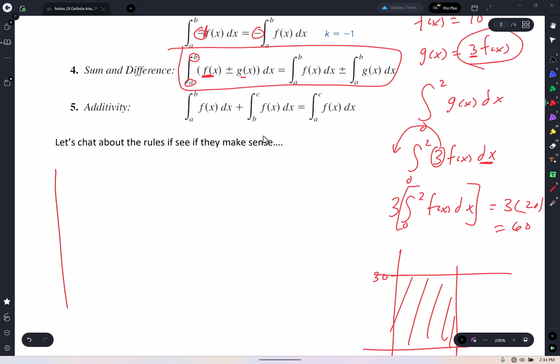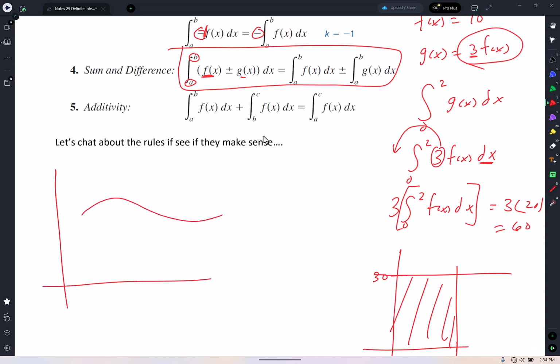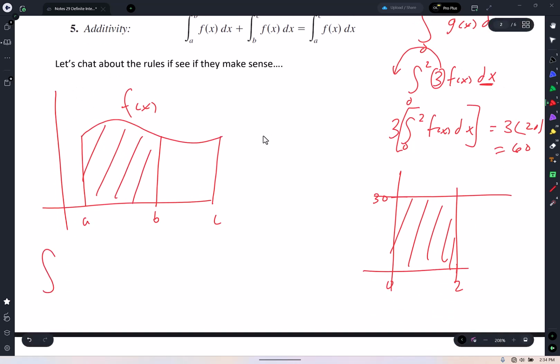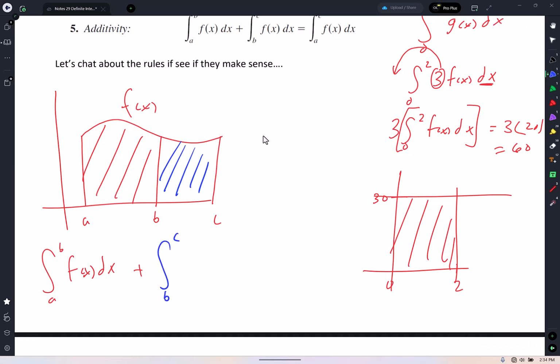So I'm going to draw a graph, and I'm going to have a curve, and here's f of x, and I'm going to say this is A, and I'm going to stop at B, and I'm going to go to C. I'm going to try and color code. So this is the area from A to B of f of x, and I'm going to go plus, and I'm going to put this in blue, and I'm going to say this is the area from B to C of f of x. And I want you to notice, if I add the area in red with the area in blue, would that give me all this area in black?